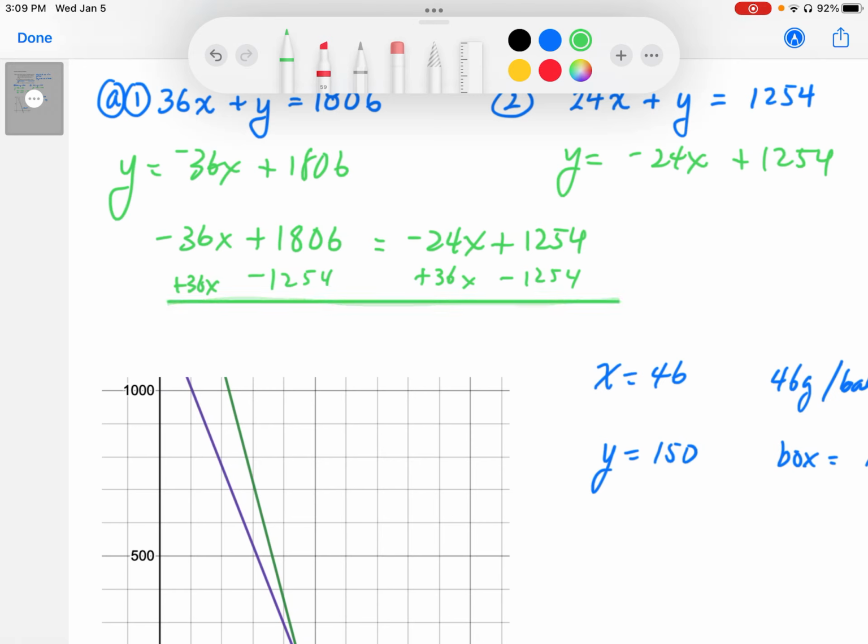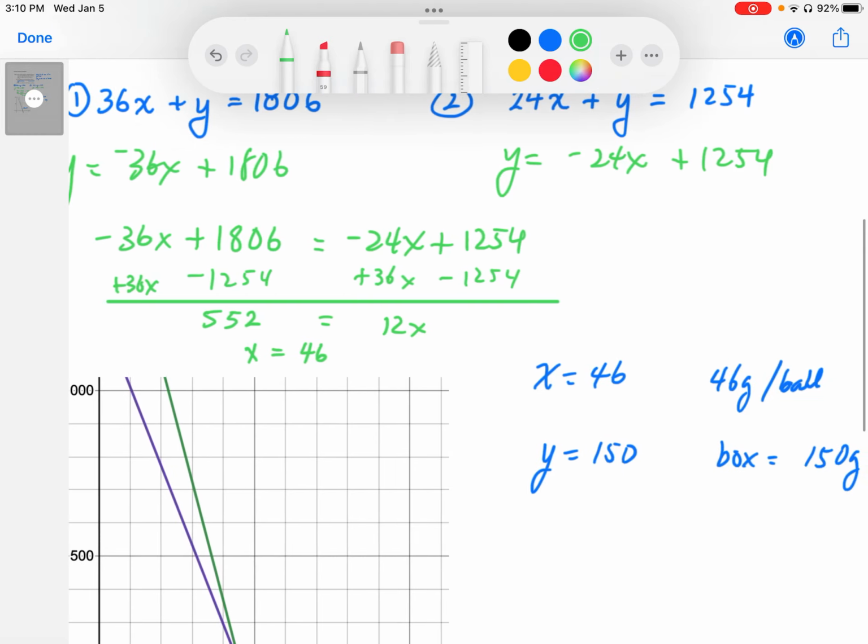When I do that, I end up with 12x on this side, and on this side we're going to end up with 552. Then when we divide 552 by 12, we end up with 46. And that's the mass per golf ball. Then we can solve for y by plugging it back into the equation.